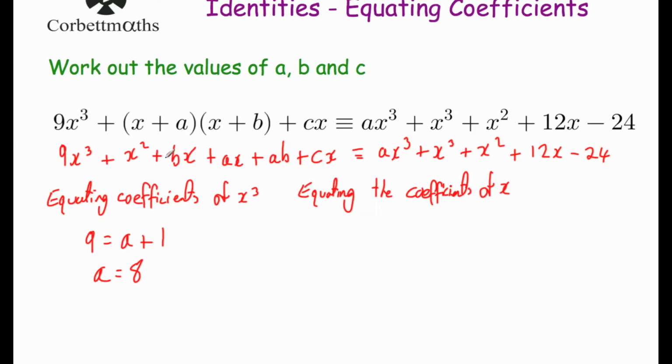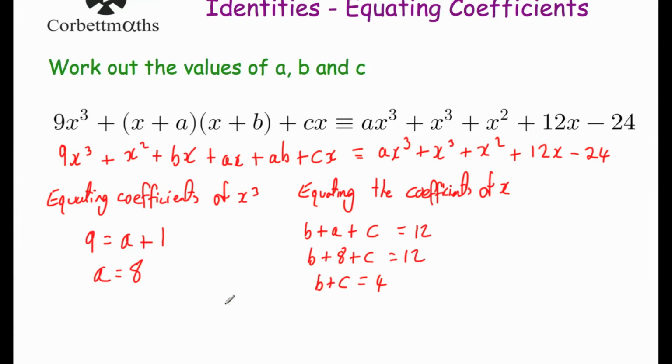So on our left hand side we've got bx, so b is the coefficient there, plus ax, so plus a, and then plus cx, so plus c. And on our right hand side we've only got one x term, and that's 12x, so our coefficient there is 12, so that's equal to 12. Now remember, a is equal to 8, so it's going to be b plus 8 plus c equals 12. And then if we take away 8 from both sides, we get b plus c is equal to 4.